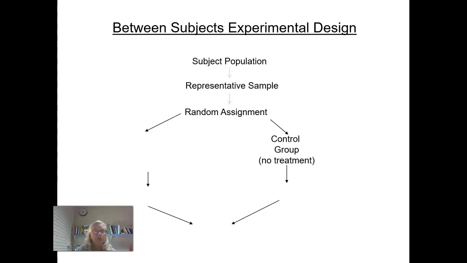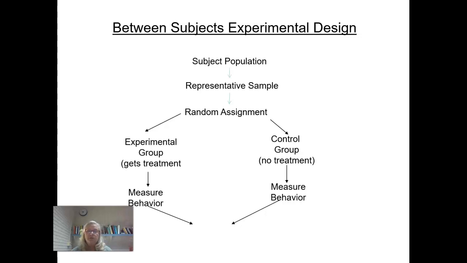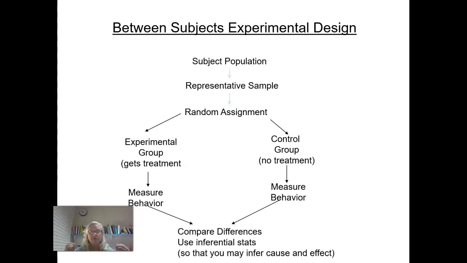One is the control group, they don't get the treatment. One is the experimental group, they do get the treatment. At the conclusion of the study, we measure the behavior of the control group and the experimental group, and then we compare the difference. We use what's called inferential statistics, and we're looking for the probability that the results are not due to chance. You're going to need to read more about statistics in your text and in a handout I give you later on.